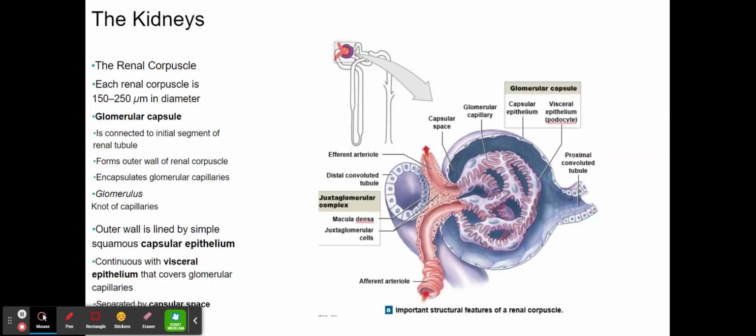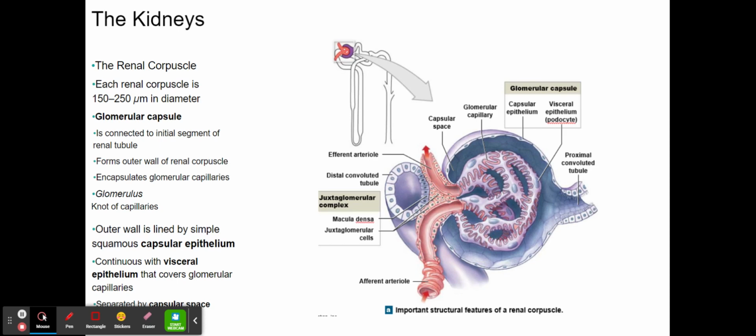Next, we're going to take a look at the structure of each segment of a representative nephron. Each renal corpuscle is 150 to 200 microns in diameter. It includes both the glomerular capsule and the capillary network known as the glomerulus. The glomerular capsule is connected to the initial segment of the renal tubule and forms the outer wall of the renal corpuscle. It encapsulates the glomerular capillaries.